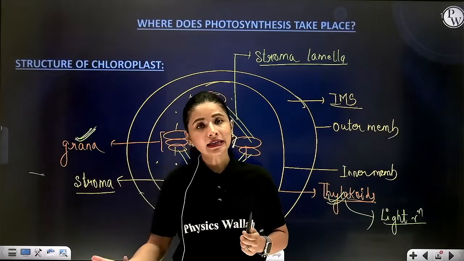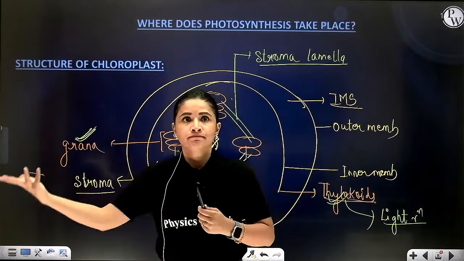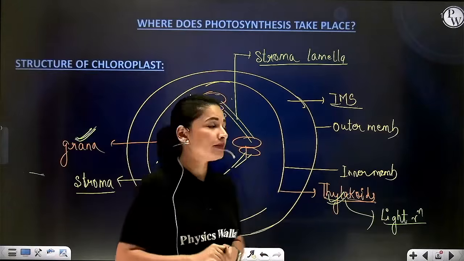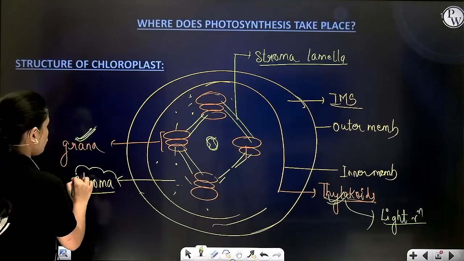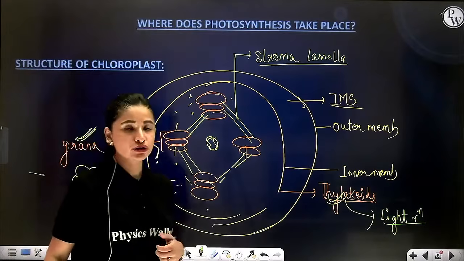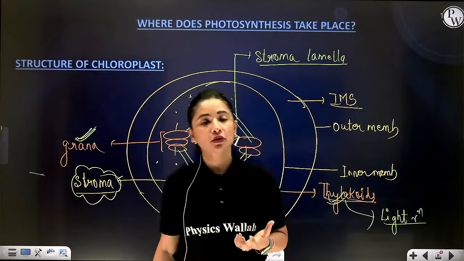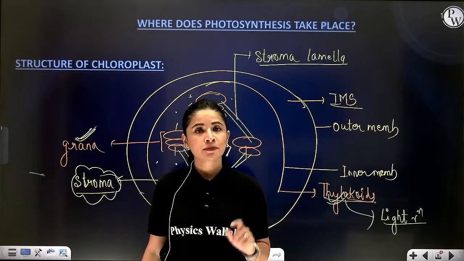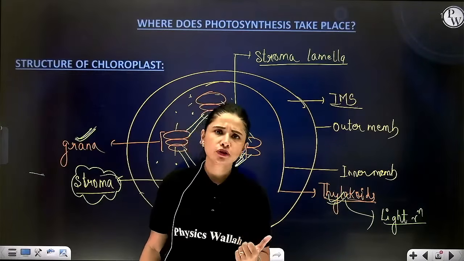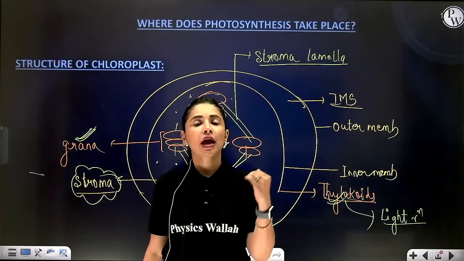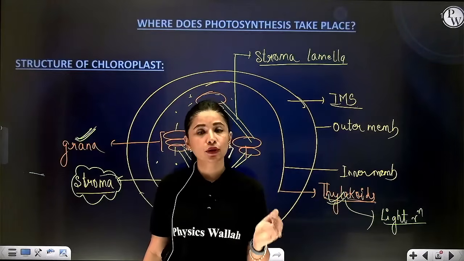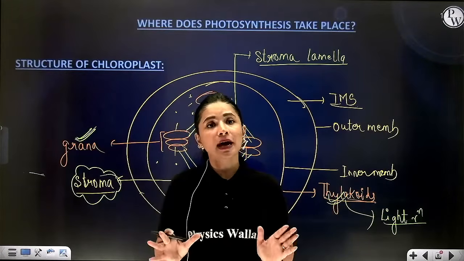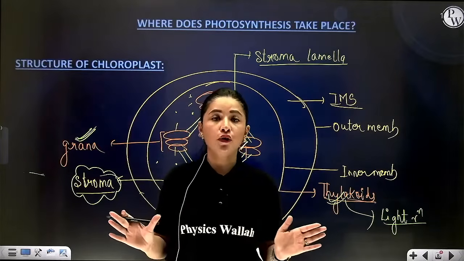Whereas the second half of photosynthesis, that is dark reaction, is performed inside the stroma, because the enzyme which is required for glucose formation is present in the stroma. So inside the stroma, CO2 is converted into glucose by utilizing the end products of light reaction. Hence you can say that chloroplast is showing division of labor.